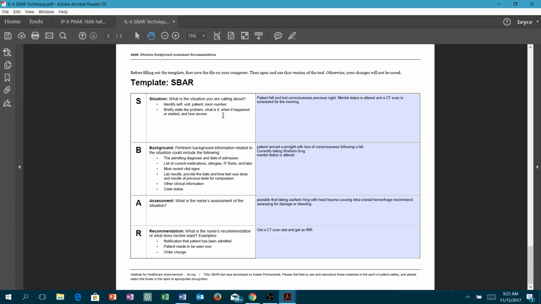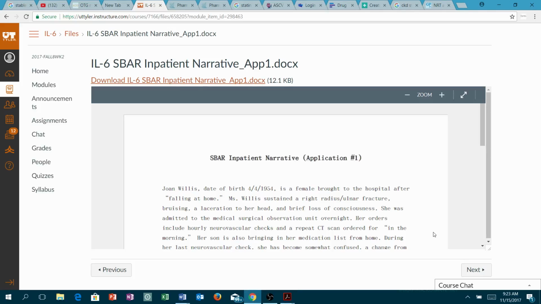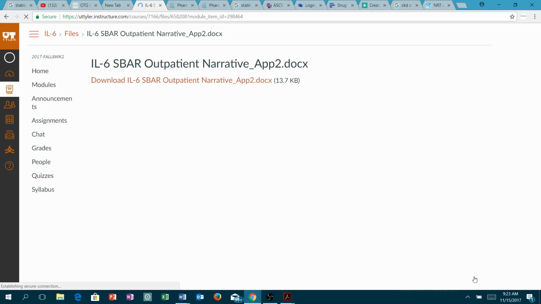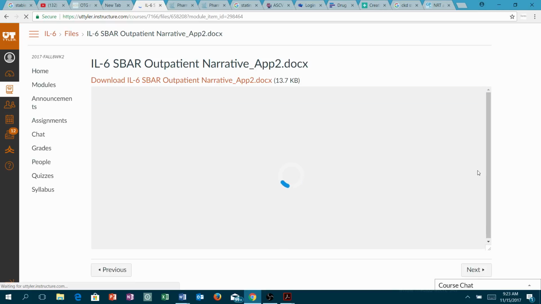Any questions? All right, so we'll do a couple more of these. Hopefully it'll be quicker. All right, so the next one is number 2, and then after we do 2 of these, we'll start verbalizing everything with one another, okay? So the next one is going to be an outpatient scenario. So work this one up.